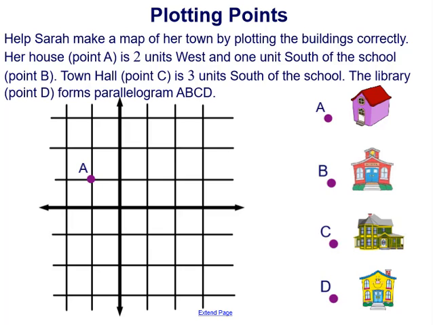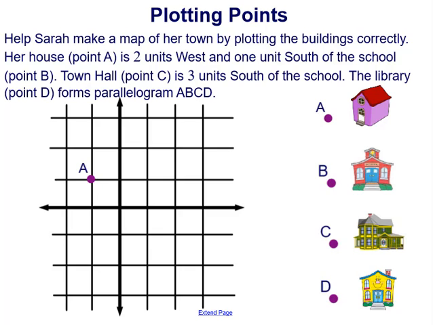Help Sarah make a map of her town by plotting the buildings correctly. Her house, point A, is 2 units west and 1 unit south of the school, point B. Town Hall, point C, is 3 units south of the school. The library, point D, forms a parallelogram ABCD. So let's break this down piece by piece.